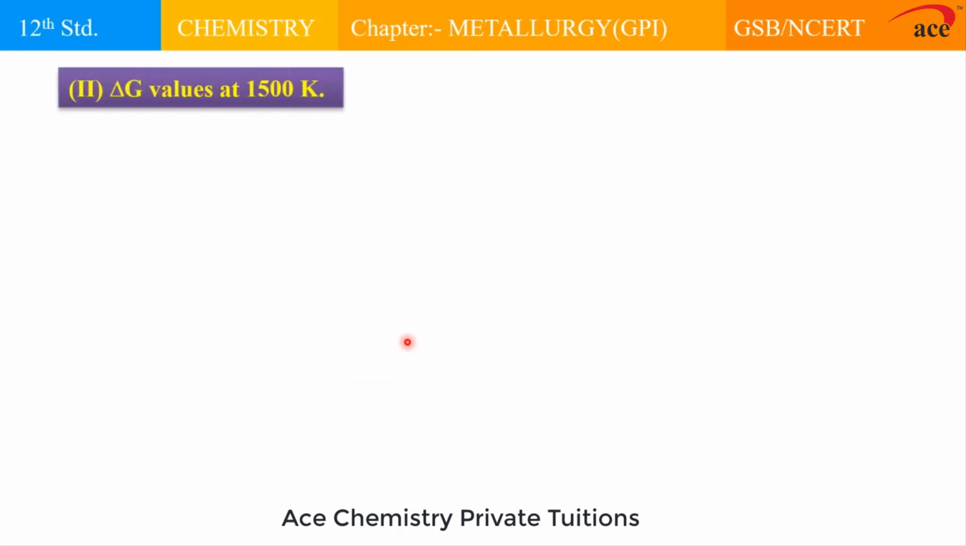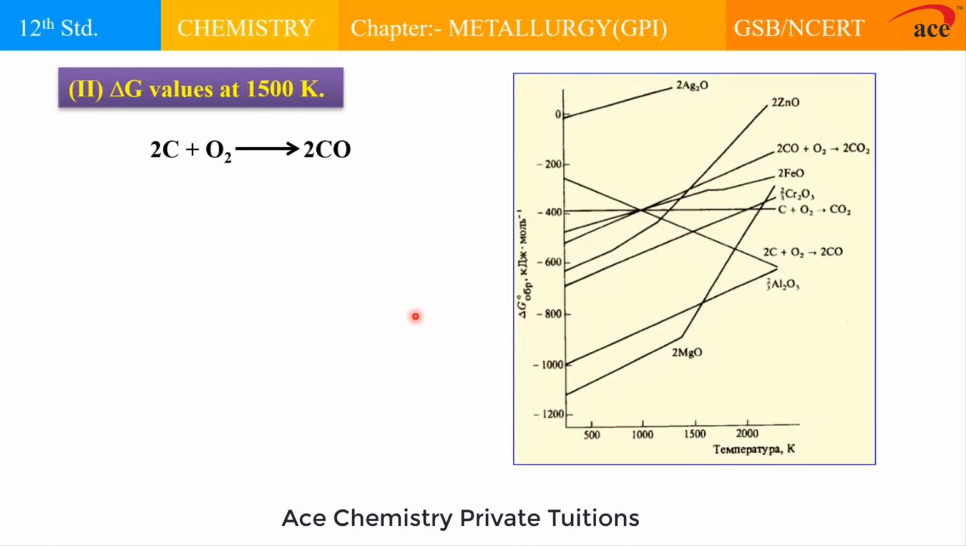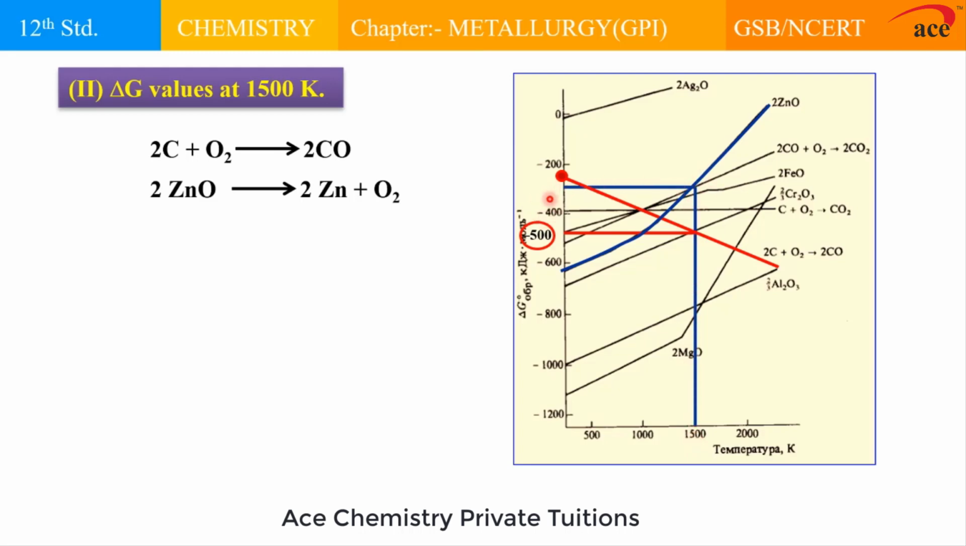But if you check at 1500 Kelvin, student, then the delta G naught value for formation of CO and the formation of ZnO at 1500 Kelvin is not the same as it was at 1000 Kelvin. This time the value for CO is minus 500. And for formation of zinc oxide at 1500 Kelvin, the value is between minus 400 and minus 200, and it is somewhat minus 250.